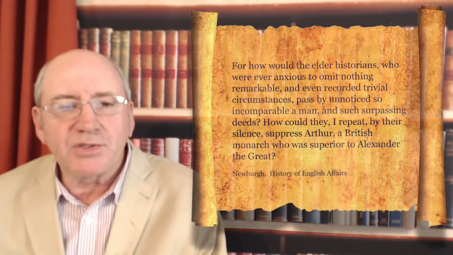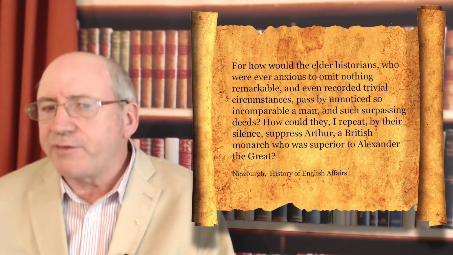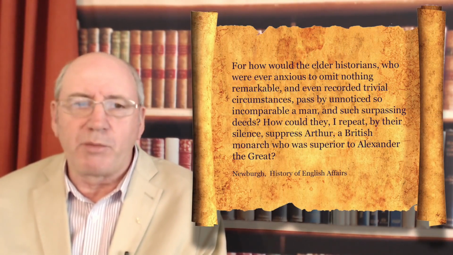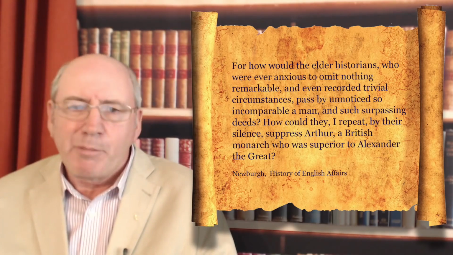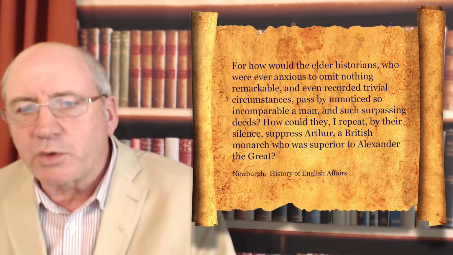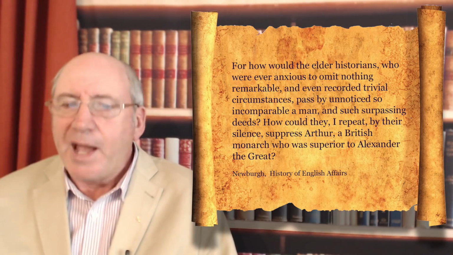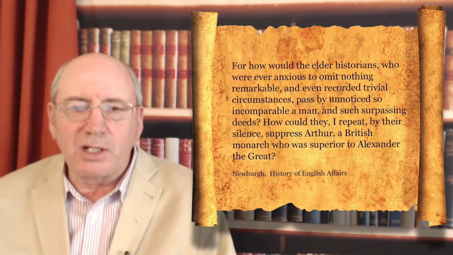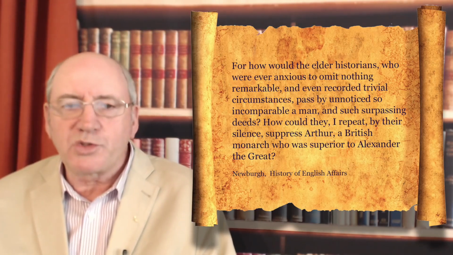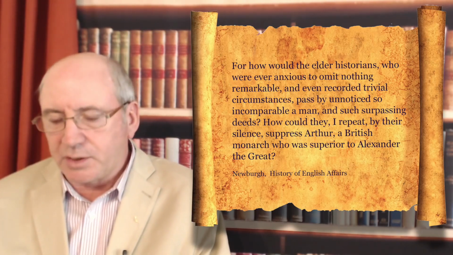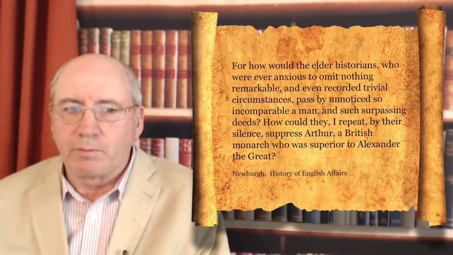And he goes on. He says, "For how would the elder historians, who were ever anxious to omit nothing remarkable, and even recorded trivial circumstances, pass by unnoticed so incomparable a man and such surpassing deeds? How could they, I repeat, by their silence, suppress King Arthur, a British monarch who was superior to Alexander the Great?" How very true.